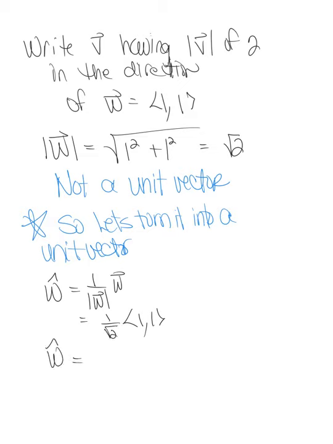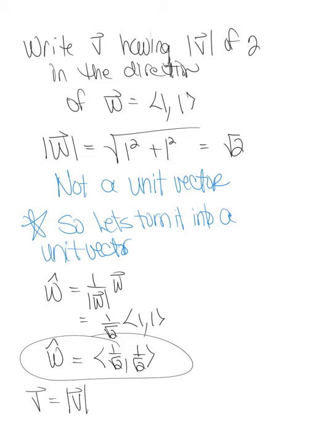So a unit vector in the direction of the vector we're looking for will have components 1 over the square root of 2, 1 over the square root of 2. And now that I have a unit vector in the right direction, my vector v is going to be the magnitude of my vector times the unit vector in that direction, which is 2 times the vector having components 1 over the square root of 2, 1 over the square root of 2. And then I believe when you multiply that through and rationalize the denominator, you should get a vector having components square root of 2, square root of 2.